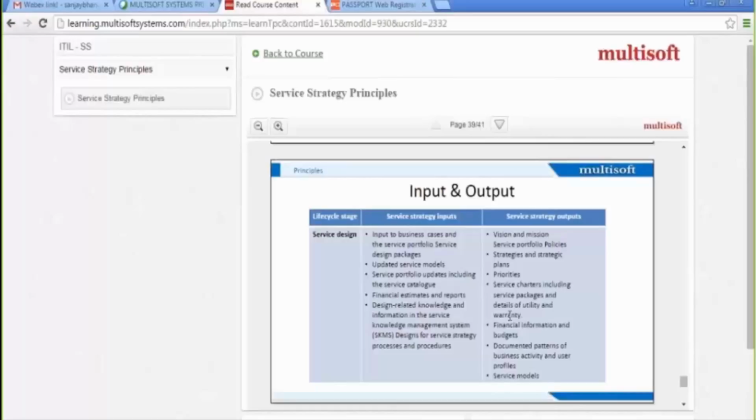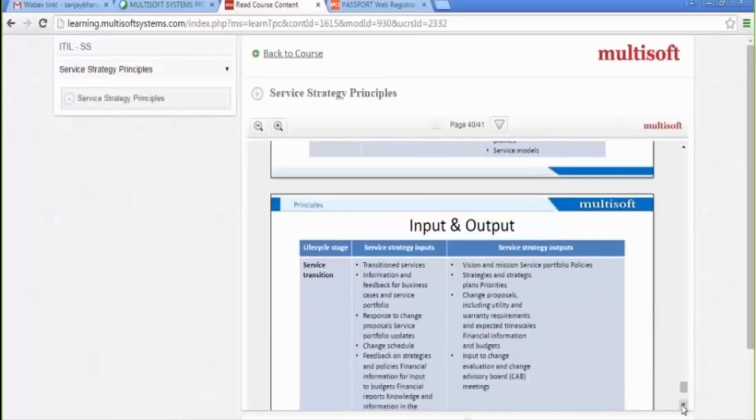Financial information and budget. What is my financial information and what is the budget? Documented patterns of business activity, PBA, that is the demand. PBA means patterns of business activity. And the service model also. The service model is a kind of flow chart. Again, we have the inputs and output from service transition.